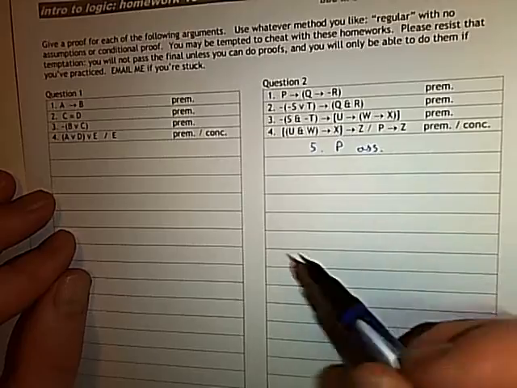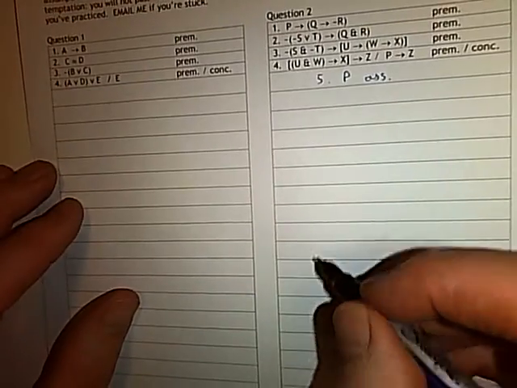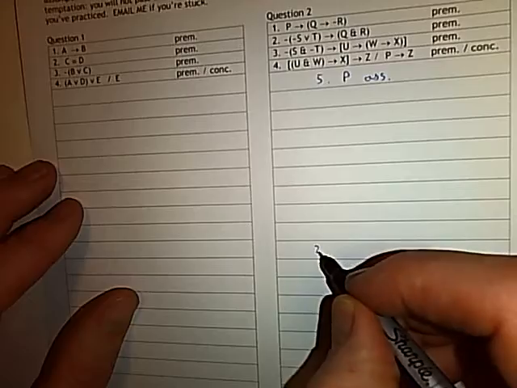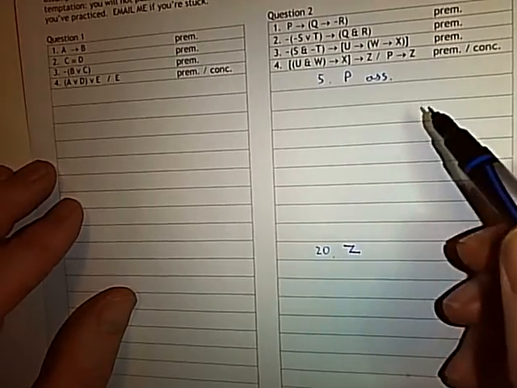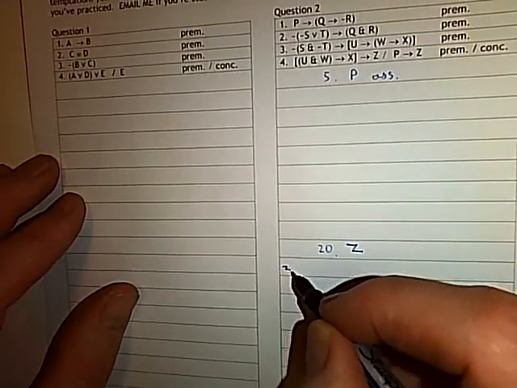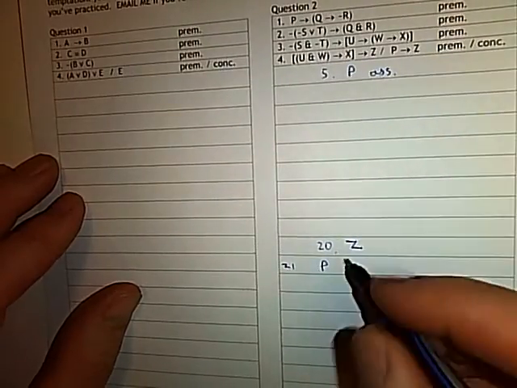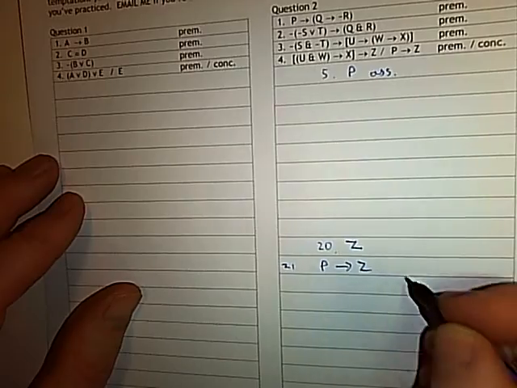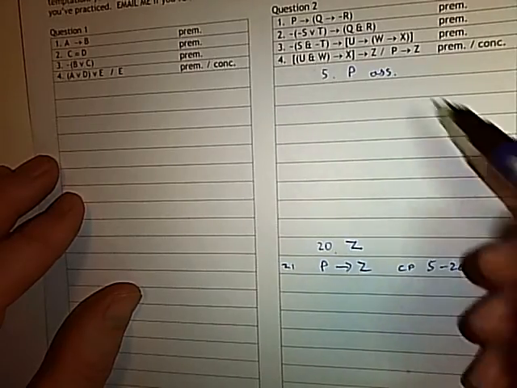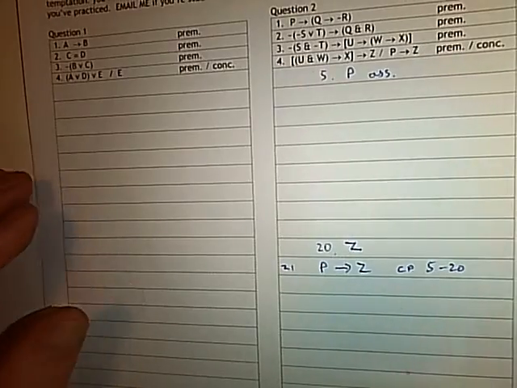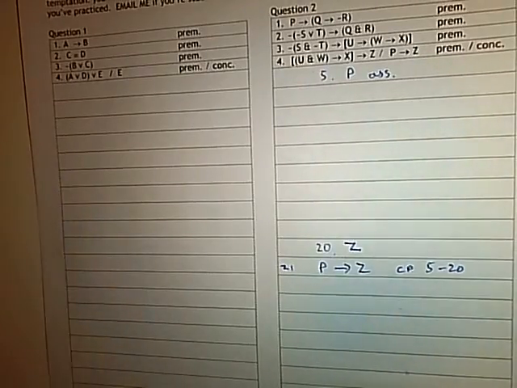because remember, on your last indented line, let's say line 20, you want to have Z, because then you can say on line 21, if P then Z by conditional proof 5 through 20, let's say, and you'll have the conclusion. Alright, that should do it for the first two questions. Let's pause there.